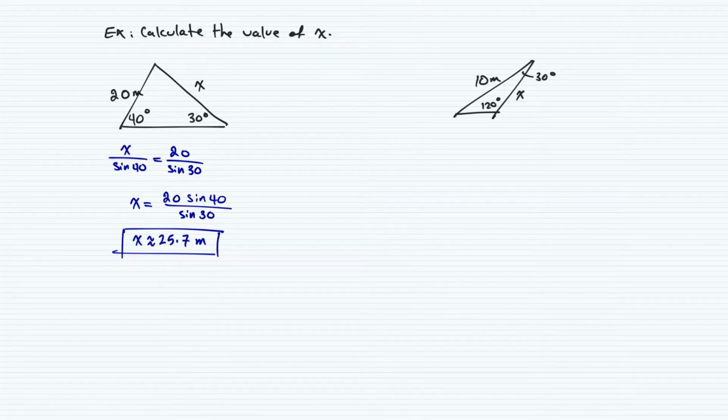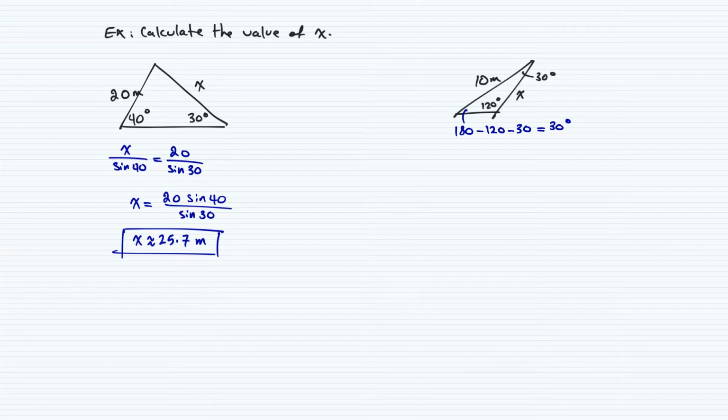For this second example over here, we know that x over sine of this angle, which we don't actually have, is equal to 10 over the sine of this angle. We don't have this angle, but we know that all angles in a triangle add up to 180. This is 120, this is 30. So this angle over here is 180 minus 120 minus 30, which is actually 30 degrees.